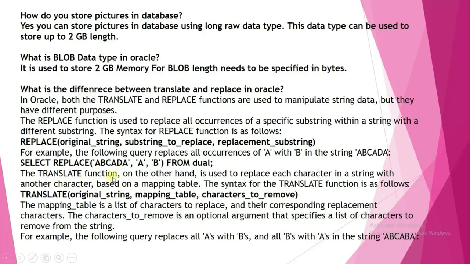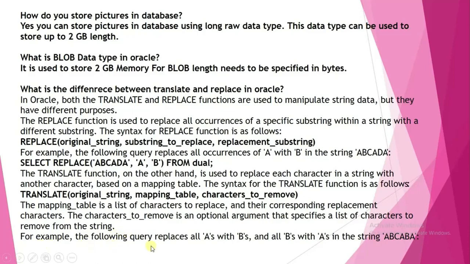The translate function, on the other hand, is used to replace each character in a string with another character based on a mapping table. The syntax for the translate function is as follows: translate(original string, mapping table, characters to remove). The mapping table is a list of characters to be replaced and their corresponding replacement characters. The characters to remove is an optional argument that specifies a list of characters to remove from the string.